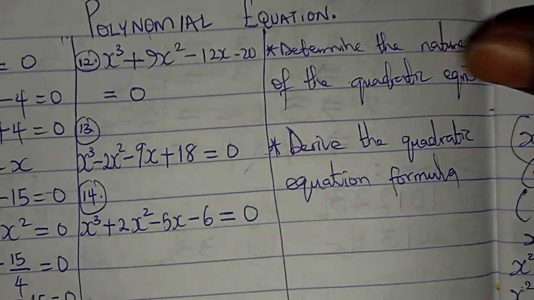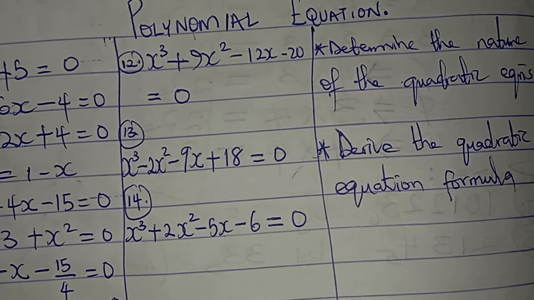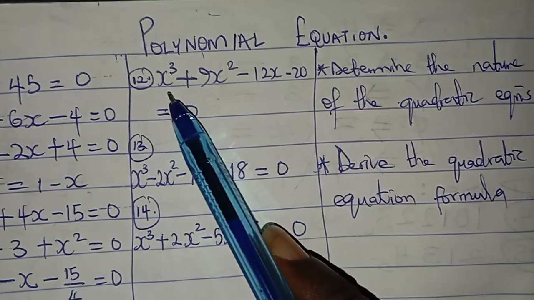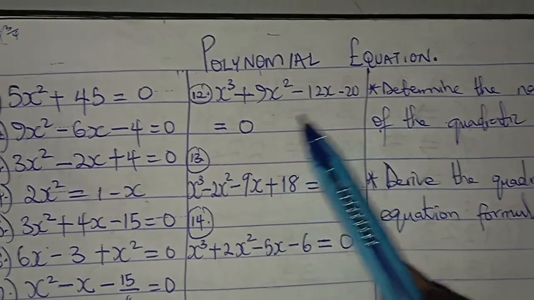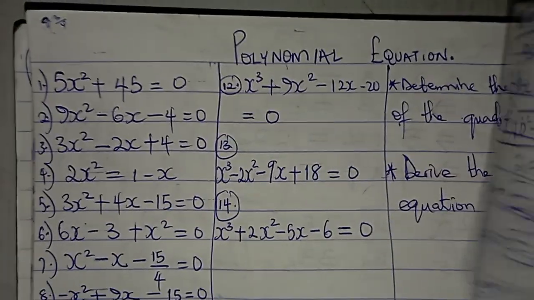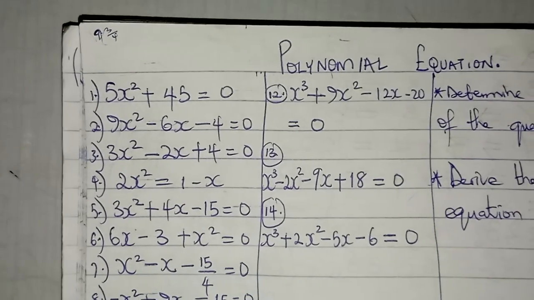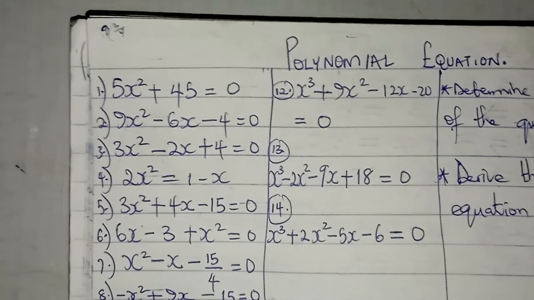So today we are going to be treating cubic equations. They say we should solve for x, that we should get the value of x when we have x cubed plus 9x squared minus 12x minus 20 equals to 0. Okay, let me write it. I have x cubed plus 9x squared minus 12x minus 20 equals to 0.